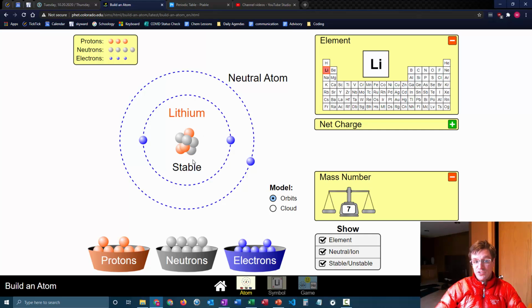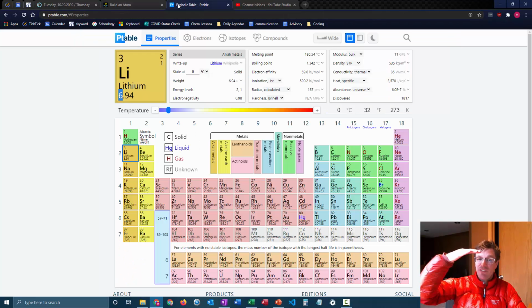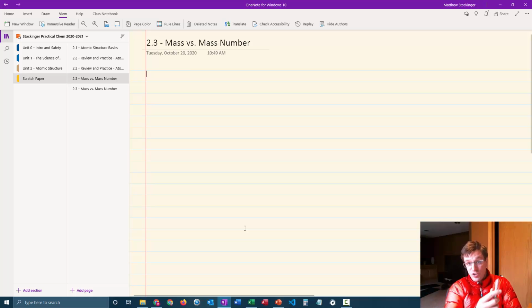Most of the lithium atoms in the world have a mass number of 7. Okay, but some of them only have 3 neutrons, which is a mass number of 6, and that's what brings that average down a little bit lower than 7, down to 6.94. Okay, so I'm going to add this to our notes.